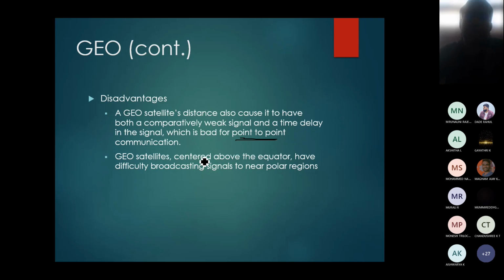And if a GEO satellite is there, any point which is near the polar region cannot properly communicate with the GEO satellites. Okay, so that's why they launch polar satellites or inclined satellites for their communication.